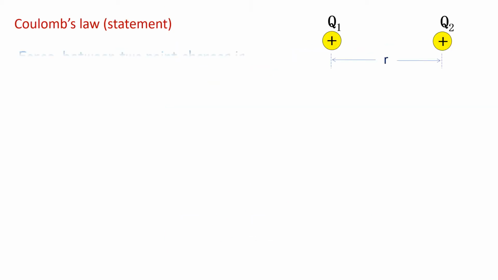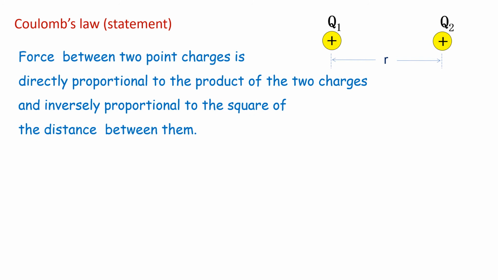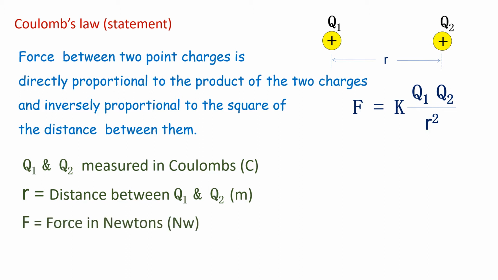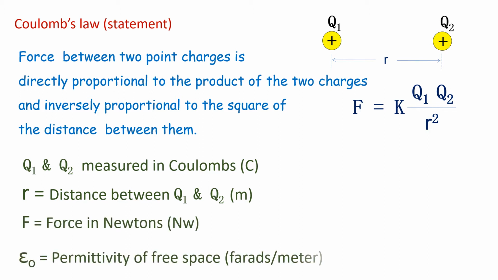Coulomb's law statement: the force between two point charges is directly proportional to the product of the two charges and inversely proportional to the square of the distance between them. The force is proportional to the product Q1 Q2 and inversely proportional to R square. Q1 Q2 are measured in coulombs. R is the distance between Q1 and Q2 in meters. F is the force in newtons.